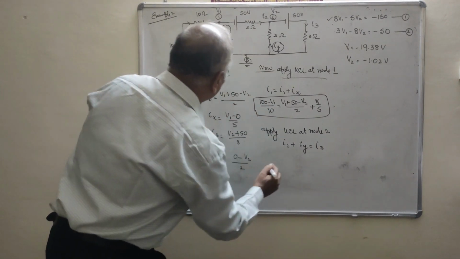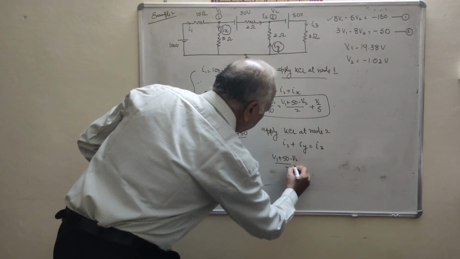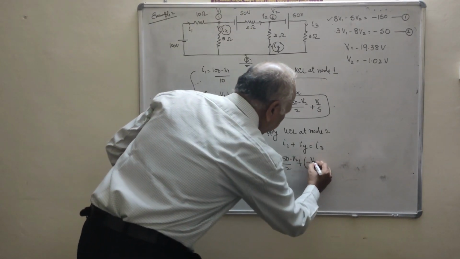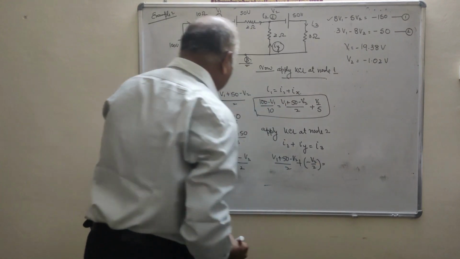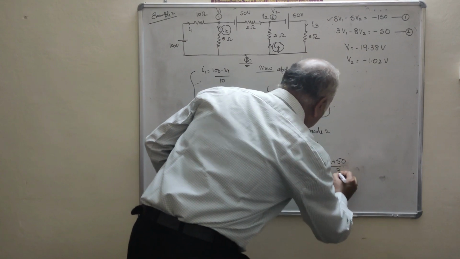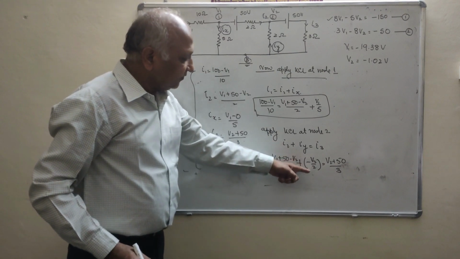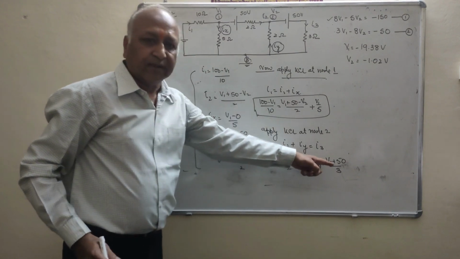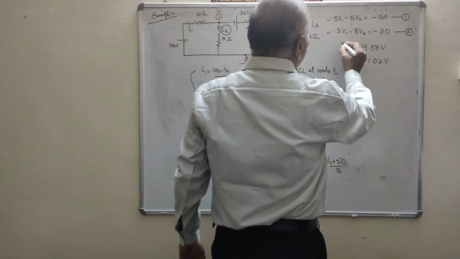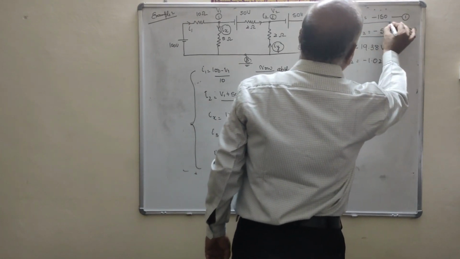What is the value of I2? That is V1 plus 50 minus V2 upon 2. What is the Iy? Minus V2 upon 2. And what is the value of I3? That is V2 plus 50 upon 3. So V1 plus 50 minus V2 upon 2 plus minus V2 by 2 is equal to V2 plus 50 upon 3. That means you are getting this equation, 3V1 minus 8V2 is equal to minus 50.